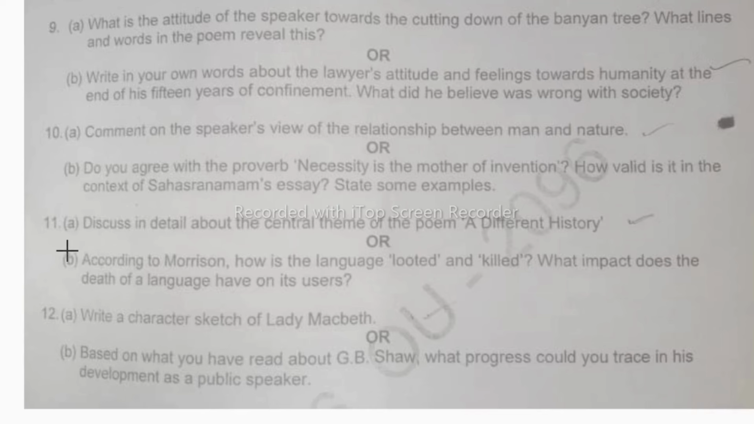And the next one is the 11th question. Discuss in detail the central theme of the poem A Different History by Sujata Bhatt, or else you could have written this one: According to Toni Morrison, how is language looted and killed? What impact does the death of a language have on its users? So it's from the Nobel lecture. Next, the last question is: write a character sketch of Lady Macbeth from Act 1 Scene 5. And this one is based on what you have read about G.B. Shaw, what progress could you make? So it's from How I Became a Public Speaker by G.B. Shaw. So any one of these you could have written.